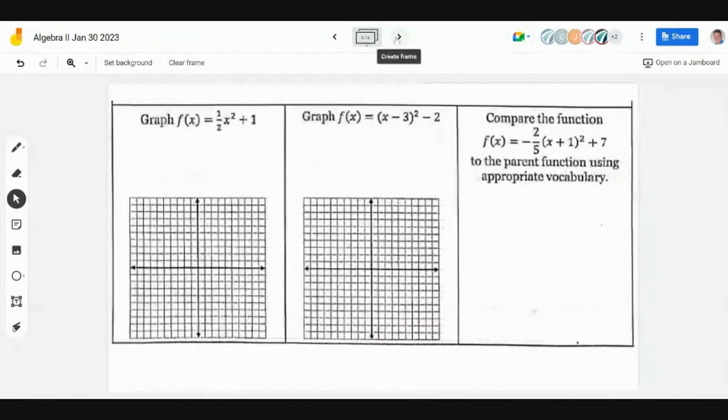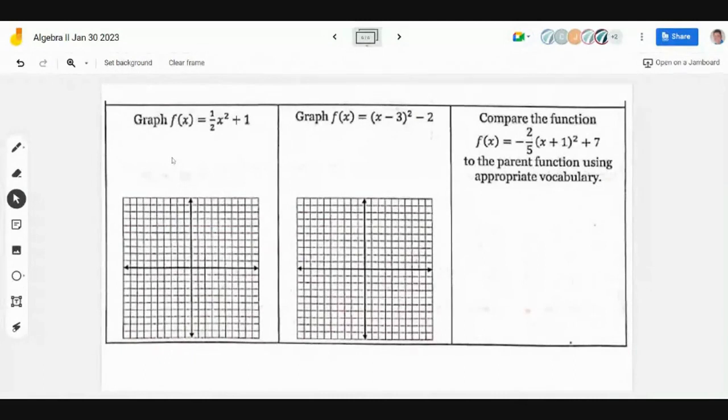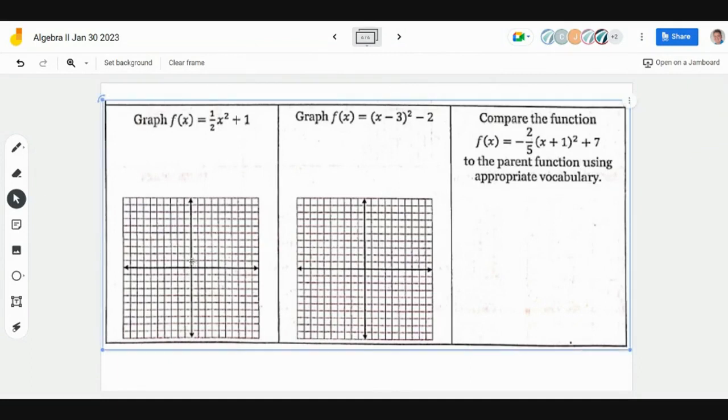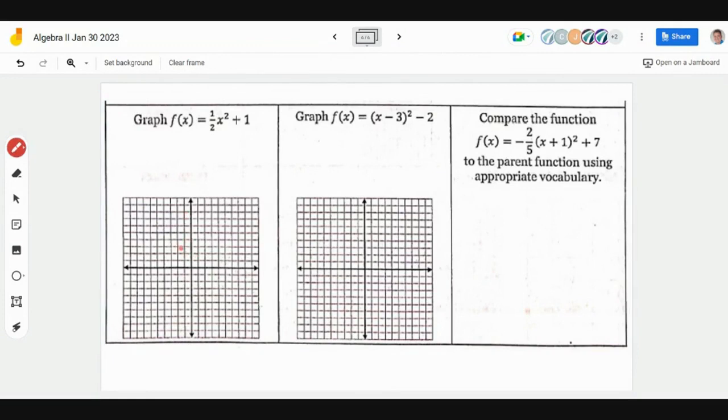One last page here. Graph this. So what we have is 1/2 and plus 1. The plus 1 raises it up 1, and the half is going to compress it down. So if we do a sketch of that, it's going to go up 1, and it's going to be wider. It's wider because this is a 1/2. It's less than 1.